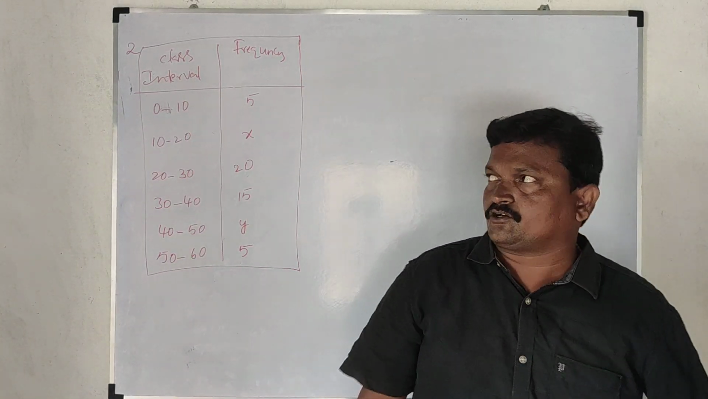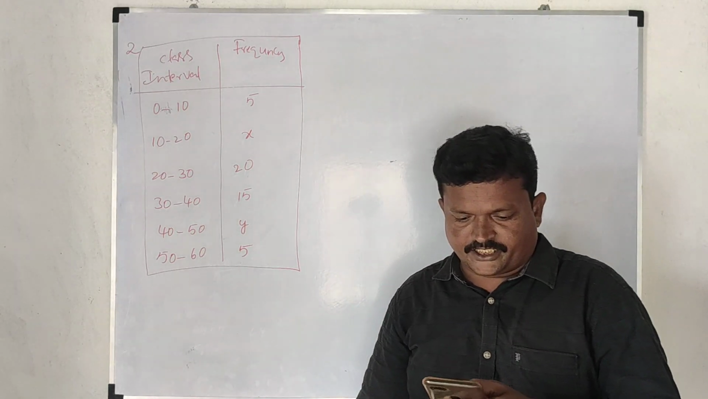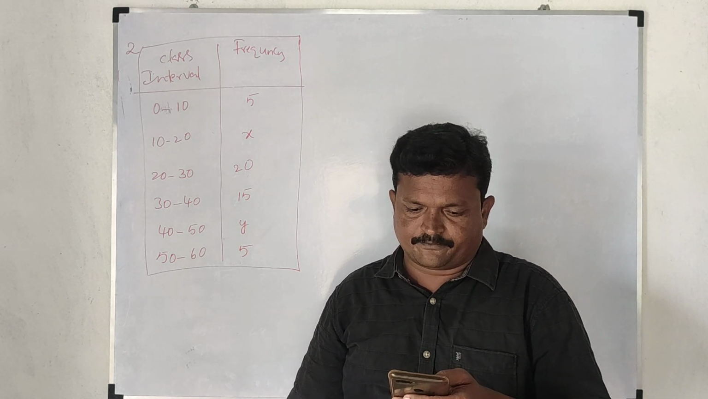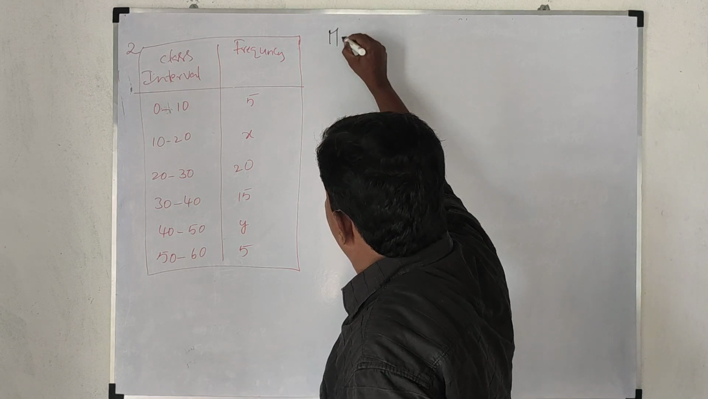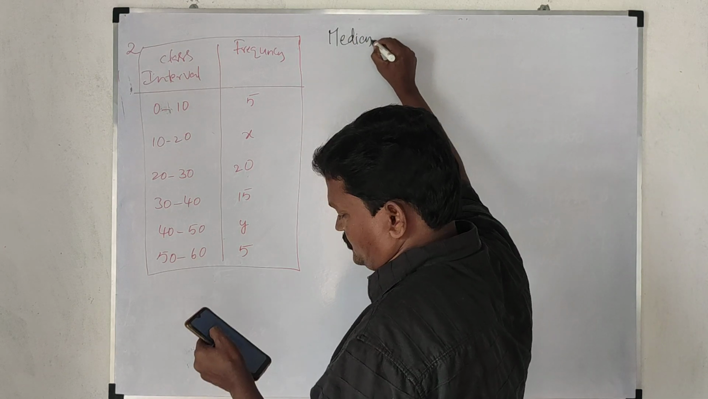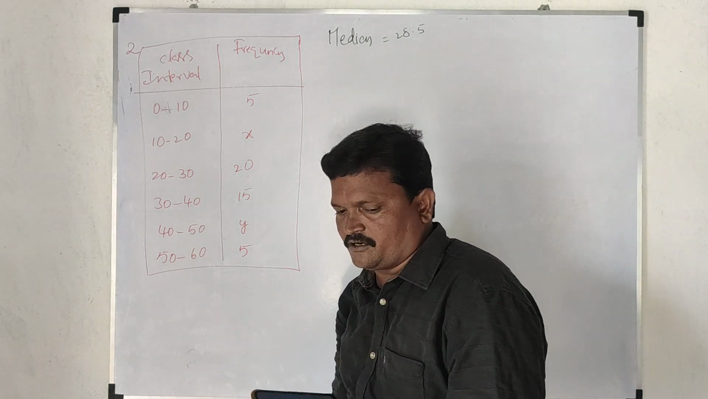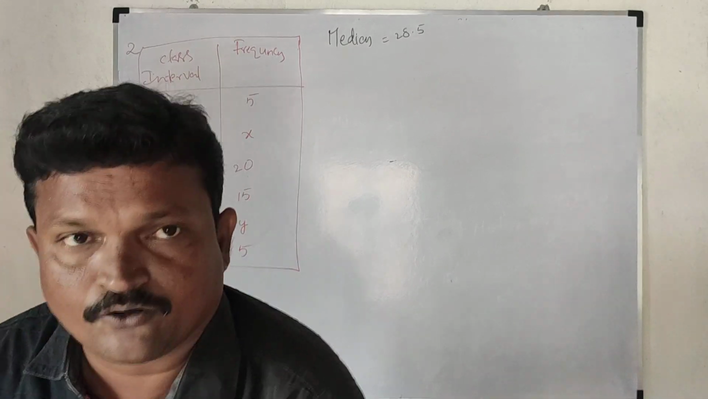Okay. Now let us start the second question in this exercise. The question is: if the median of the distribution given below is 28.5, here the median is already given. Median is equal to 28.5. Find the values of x and y.